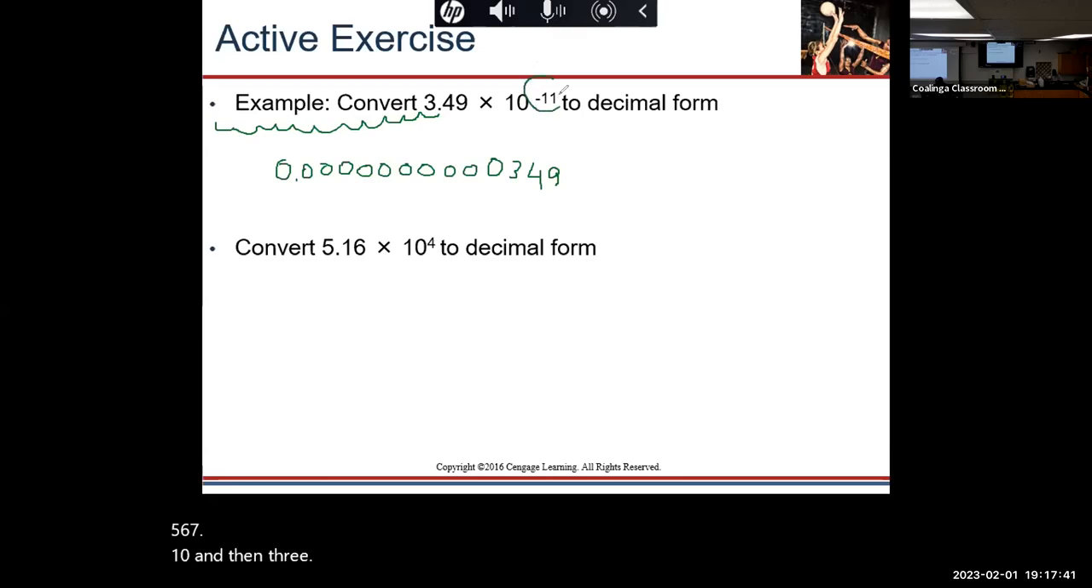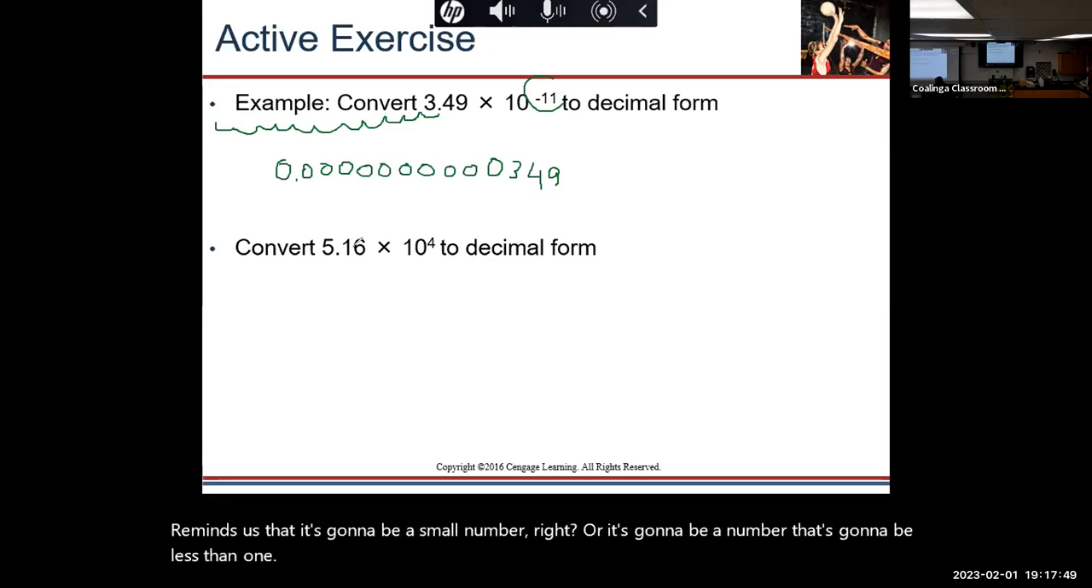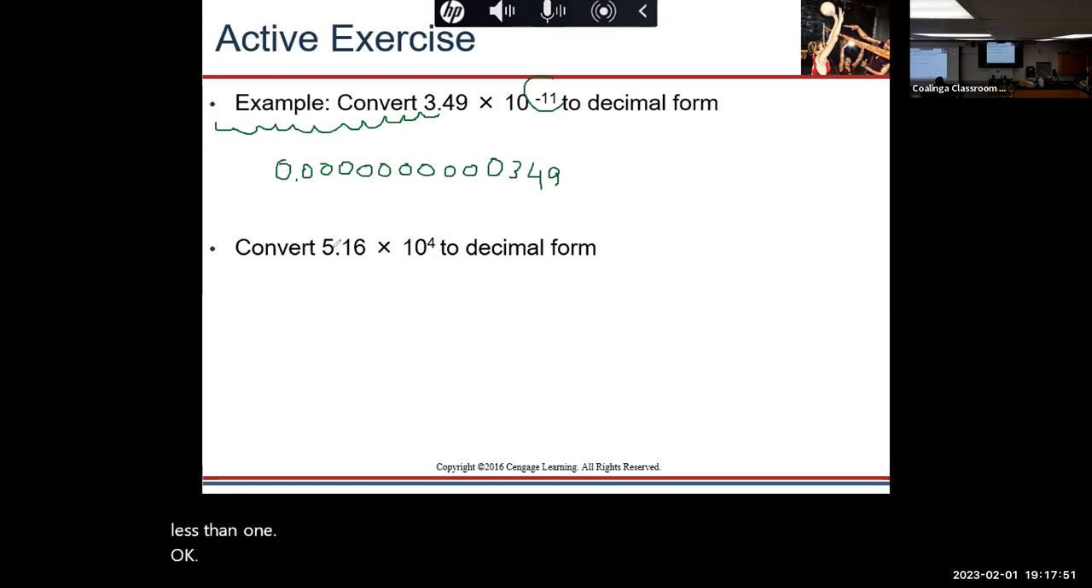And again, that negative reminds us that it's going to be a small number, or a number that's going to be less than that. And then in this case, what am I going to do? Second, convert 5.16 times 10 to the fourth to decimal form.